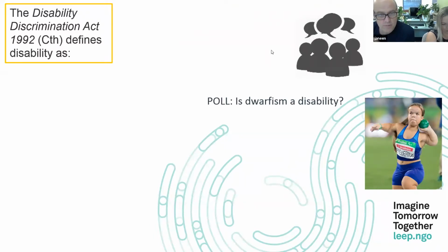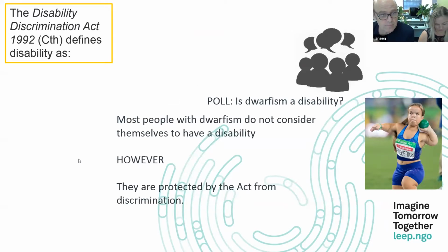So let's just explore this really quite tricky categorisation. What does the Disability Discrimination Act 1992 define disability as? Okay, we'll get to that, but we can tell you right now that people who have dwarfism do not consider themselves to have a disability, most of them. And you can see here, hidden away, there's some pretty capable people with dwarfism. However, the Act does protect them from discrimination.